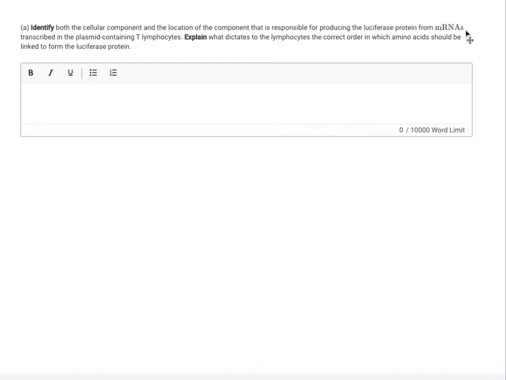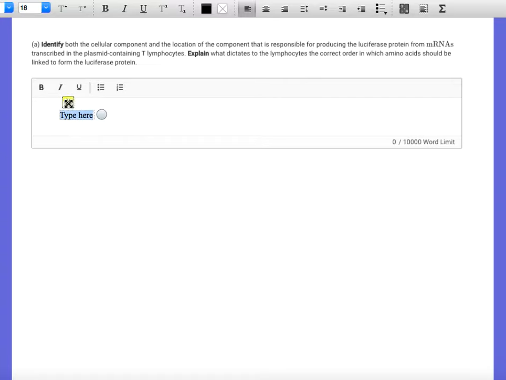So hopefully some bells are going off in your brain, like, okay, that's translation. And as you all hopefully know, that's going to happen at the ribosome. So the cellular component is going to be the ribosome. And of course, translation happens in the cytoplasm.